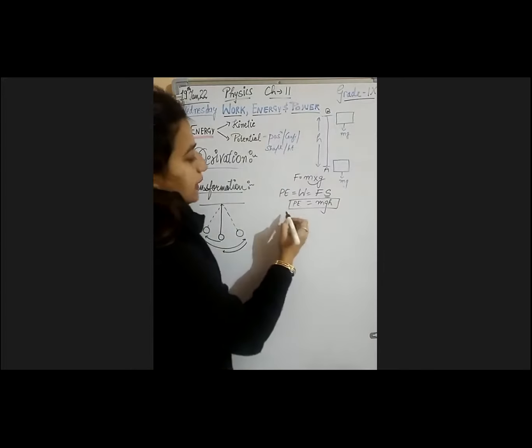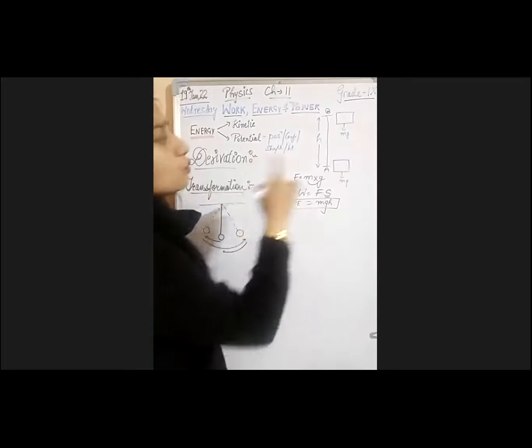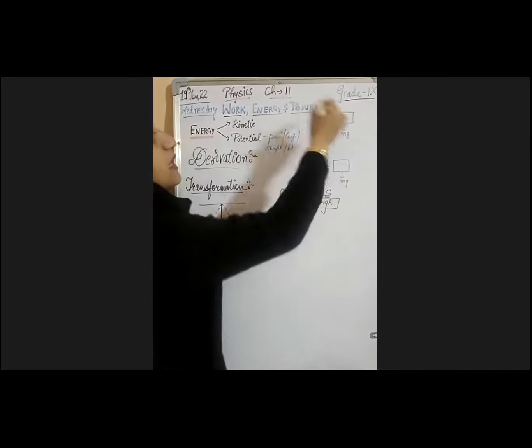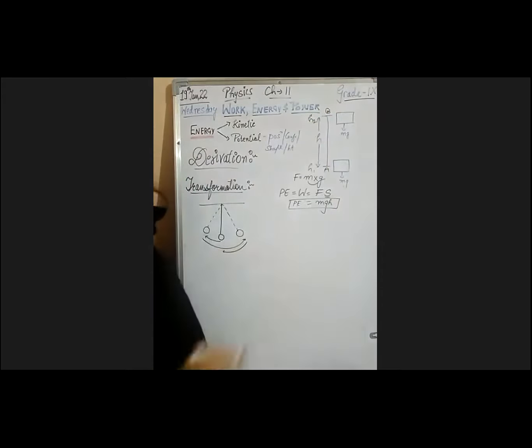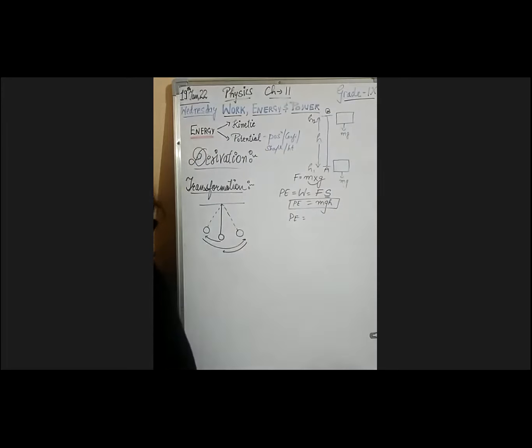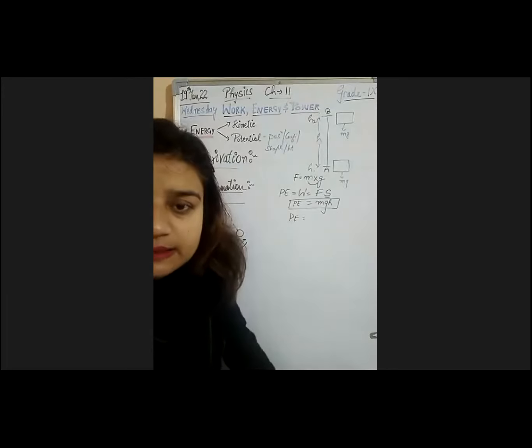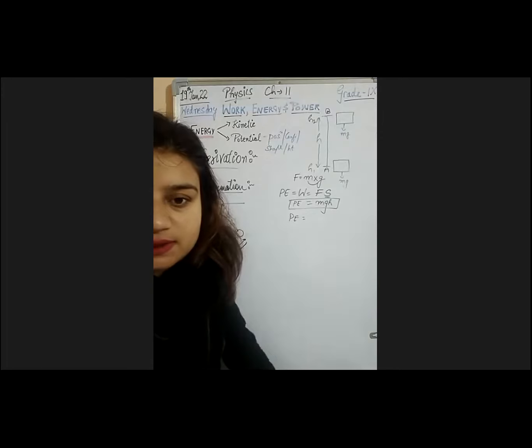One more thing I wanted to ask. Suppose here it is not 0, not ground level. It is h1, and the above point is h2. Then what will be the potential energy? Write through chat if you know the answer. I'm waiting for your answer.